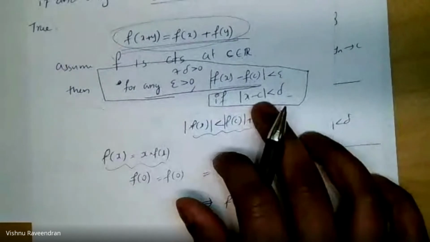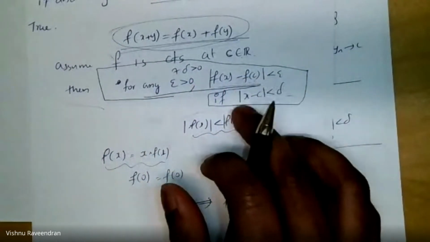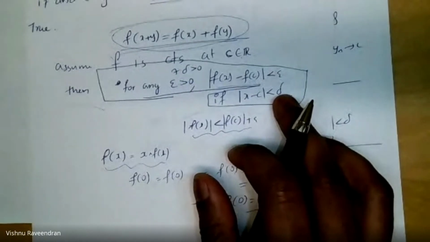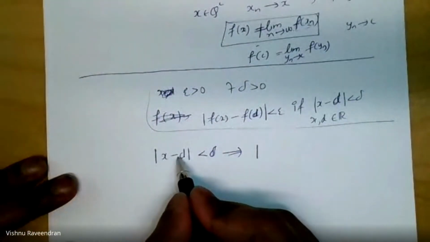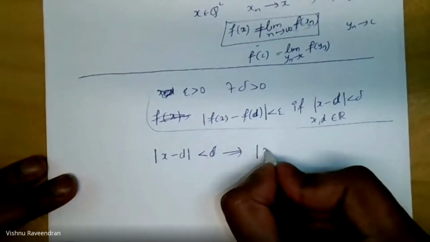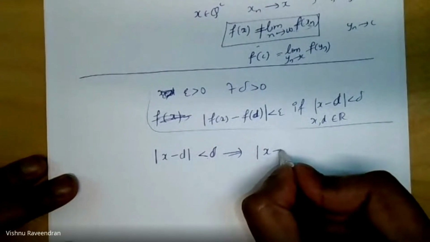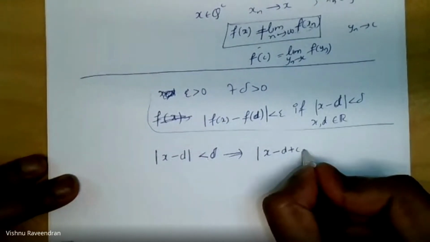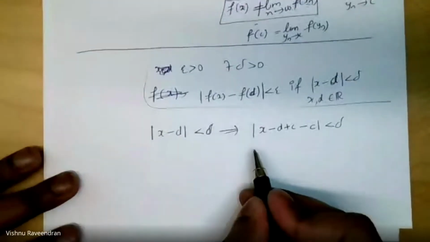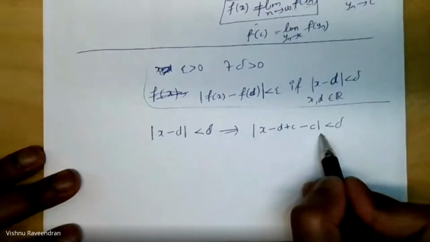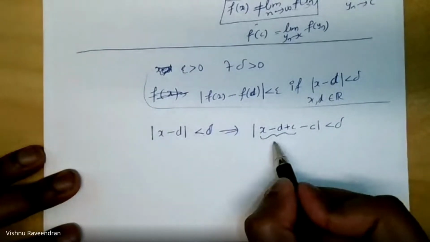We have this information. For any epsilon greater than 0, |f(x) - f(c)| < epsilon if |x - c| < delta. So if |x - c| < delta, we can just add and subtract c here. For example, |x - d + c - c| < delta. So if this is true, right? And this we can consider as a single point.